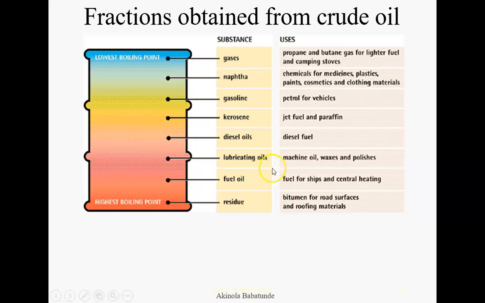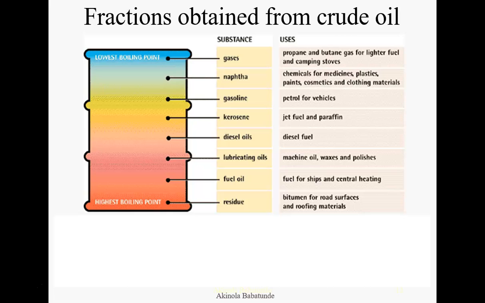Then we have lubricating oils. These are used for machine oil, waxes, polishes, and so on and so forth. Then the fuel oil. The fuel oil is used for ships and central heating. We have the residue, which is bitumen. It is used for road surfaces and roofing materials.